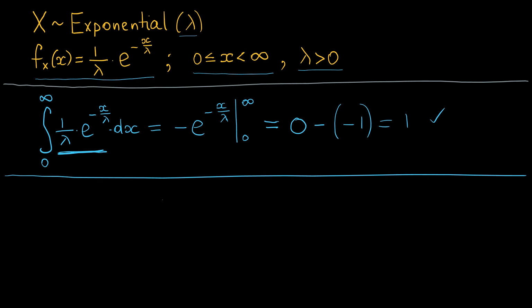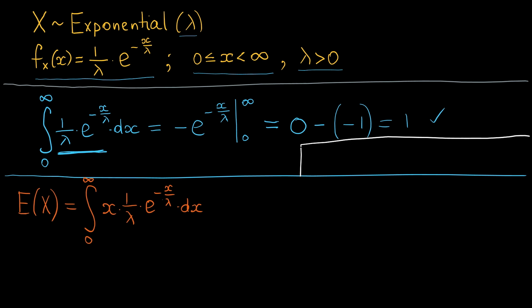Okay, and now let us evaluate the expected value of this random variable. The expected value of x, by definition, is the integral of x times the PDF dx, and it's over the support, so from 0 to infinity. And it's pretty clear here that we're going to need to integrate by parts. If you don't remember what that is, there's a formula that says that the integral of u dv equals u times v minus the integral of v du.